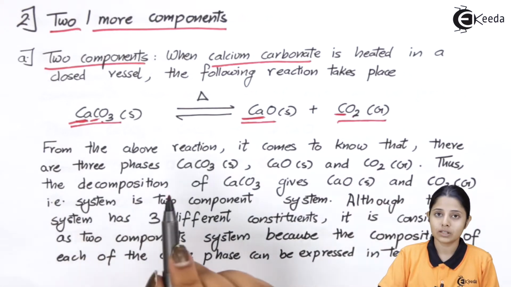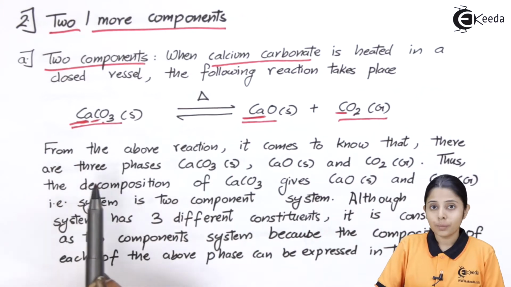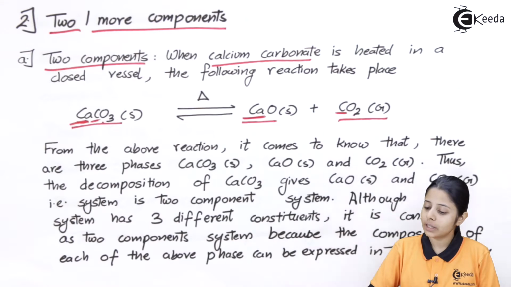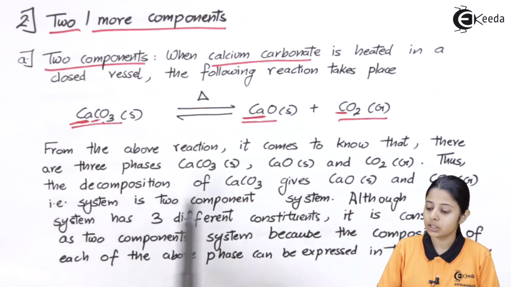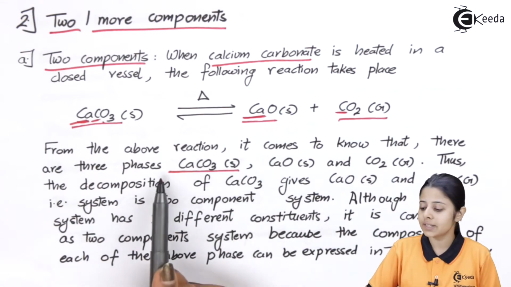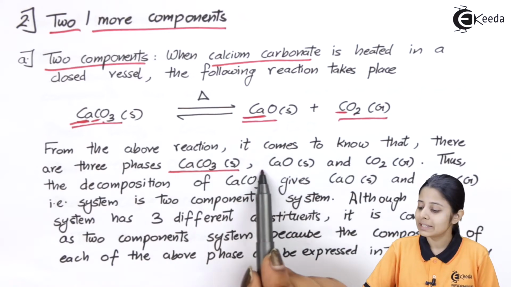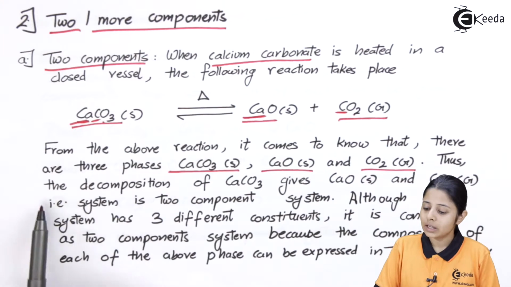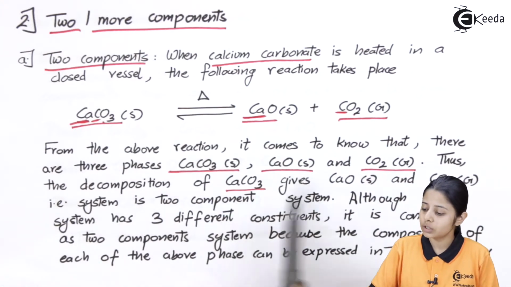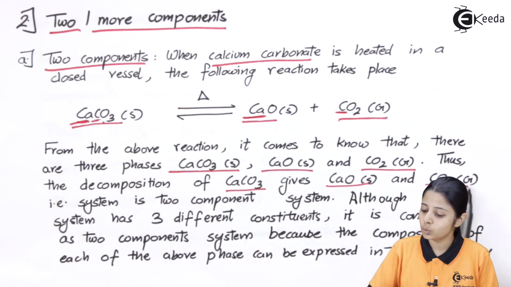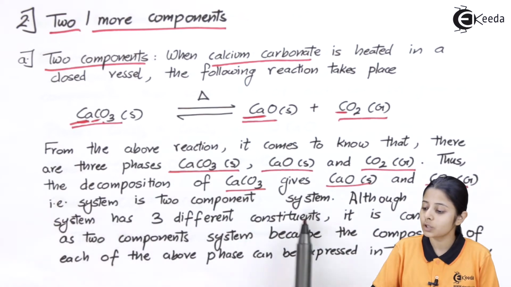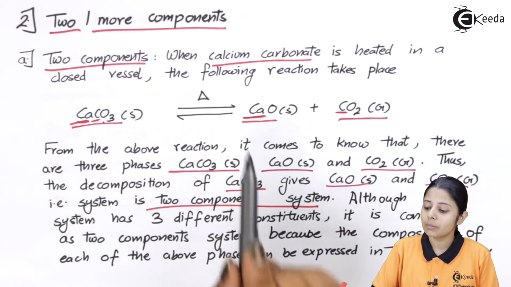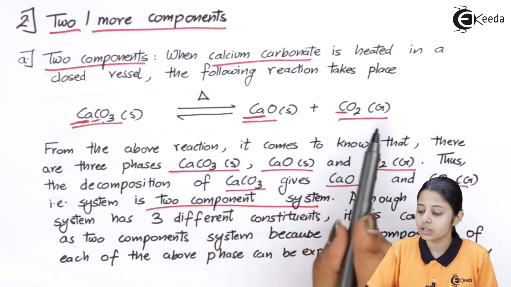Now let us see the phases of it and the components of it. From the above reaction, it comes to know that there are 3 phases. Now which are the 3 phases? Over here I have CaCO3, which is solid, CaO, which is solid, and CO2, which is gaseous. Thus the decomposition of CaCO3 gives CaO solid and CO2 gaseous. That is, the system is a 2 component system. Why a 2 component system over here? Because I'm getting 2 components, CaO and CO2.